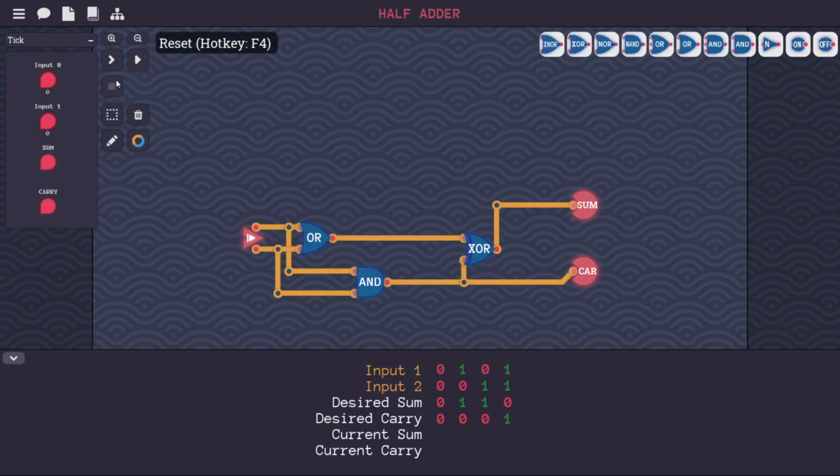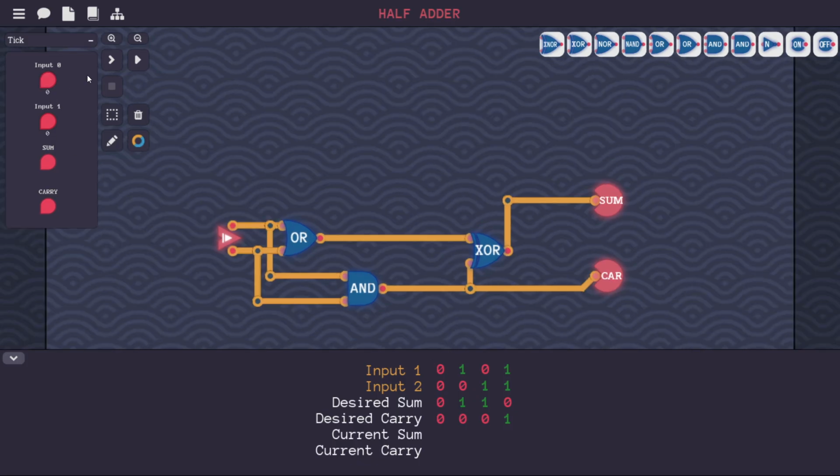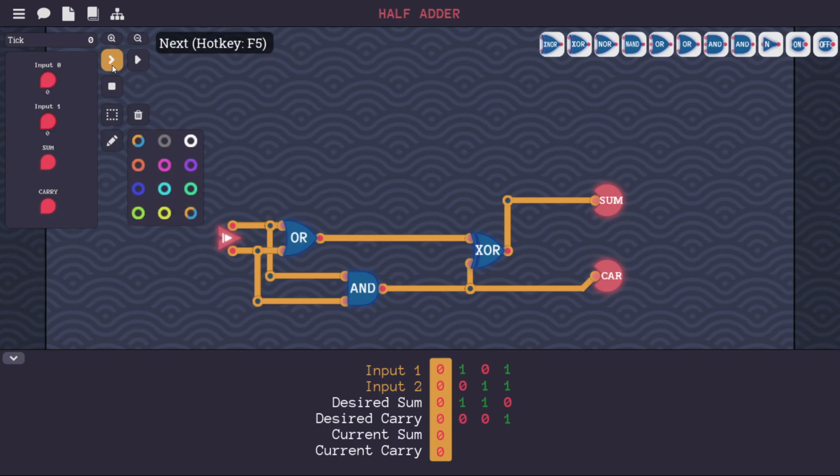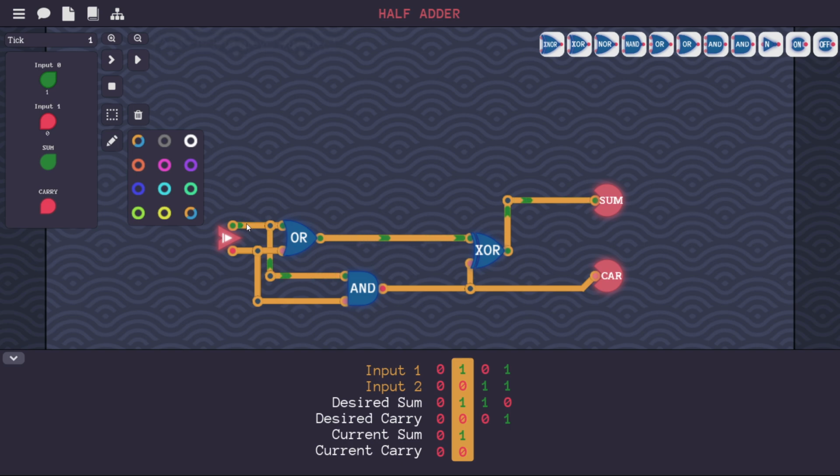So again, let's start our first test. We have both of them as 0, and the desired sum is 0, which is here, and the desired carry is 0. If we add 1, now we can see that the signal flows through here, and we are able to get our sum as 1. And even if we invert it, we still get the same thing.